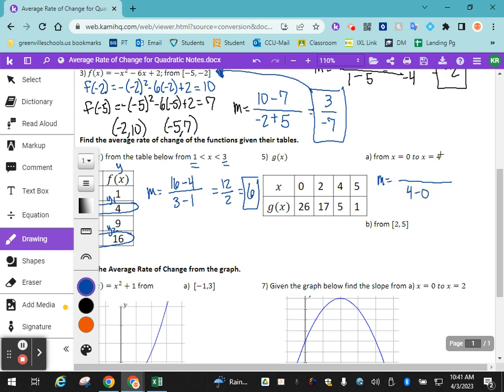4 minus 0. So whatever my point for 4 is. 4, what? 5. And 0, 26. So make sure you line them up. So it looks like I said this was x1, this is y1, x2, y2. So the 5 has to go on top of the 4. y1 minus y2. Or you're going to get the answers wrong. So that's negative 21 over 4. And that's it.